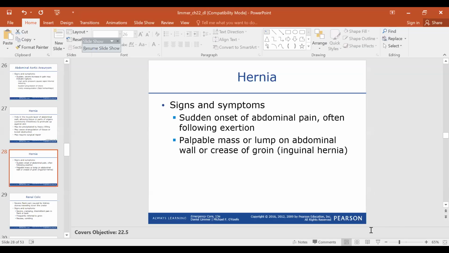So that's what a hernia is, pretty much. You guys can't do anything about that as EMTs, but obviously you have to understand what you're looking at so you can communicate that to the doctor or the nurse on shift.